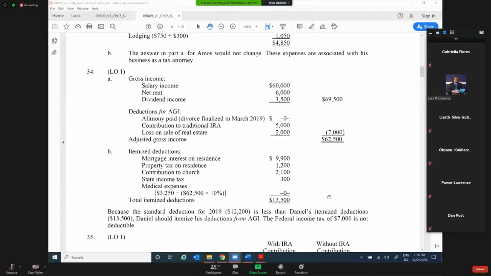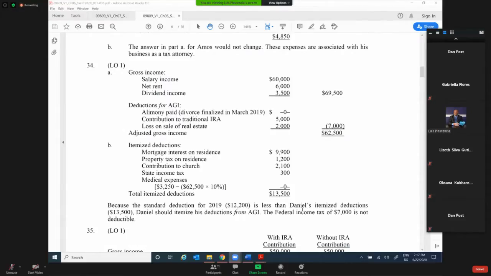Everybody should know the answer to this. Itemized deduction, right? So itemized deduction, 13,500, 62,500 minus 13,500, that gives them a taxable income of 49,000. You figure out what the tax liability is on that, and that you use the $7,000 to determine if there's a tax due or not. Pretty straightforward. Okay, any questions on that? Take a screenshot if you want to take a look at the answer. All right. Let's move on to the next one.